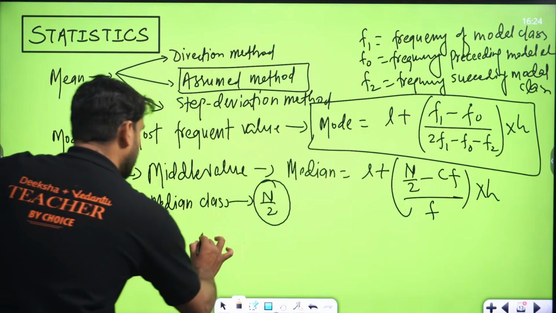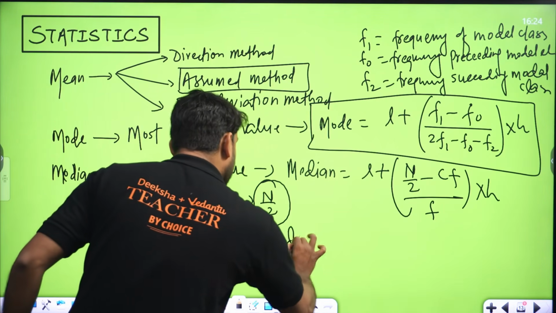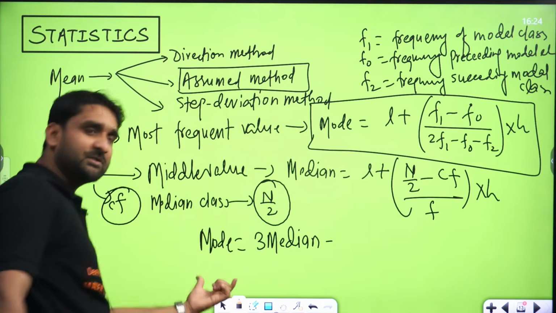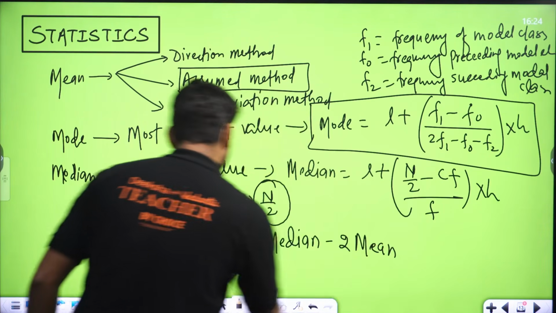Yes, there is a very important relation between mean, mode and median. Mode can be written as, for any data, mode is equal to 3 median minus 2 mean. This is the empirical relationship between mean, mode and median.